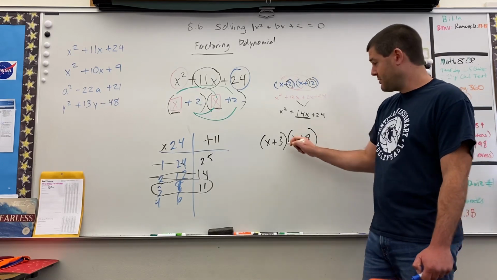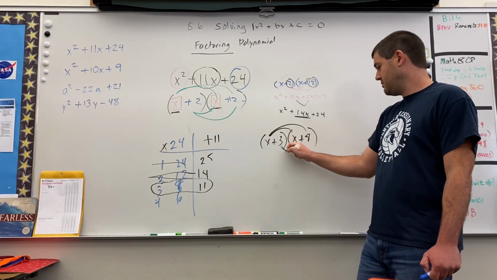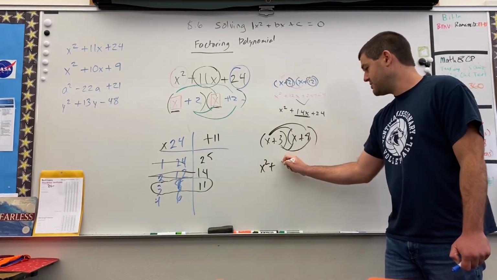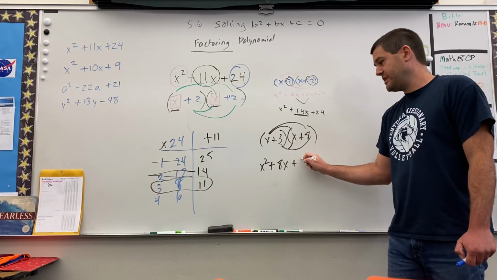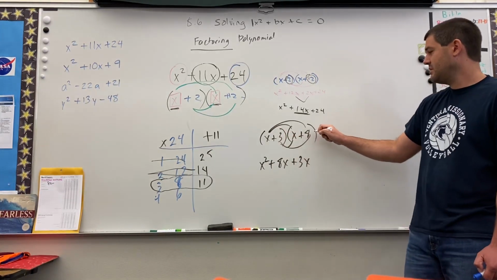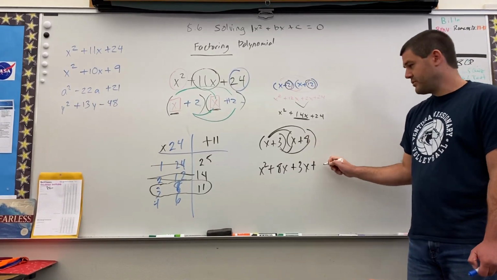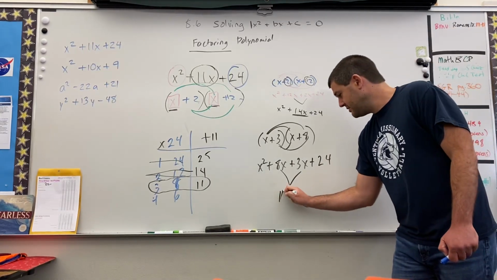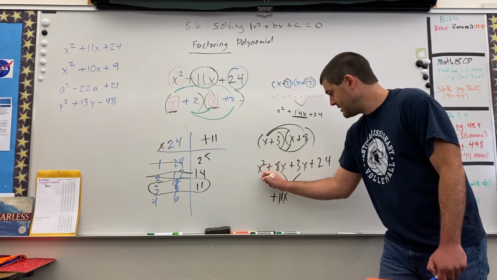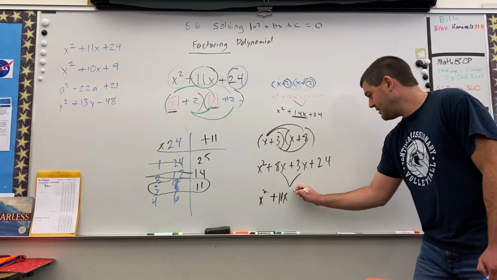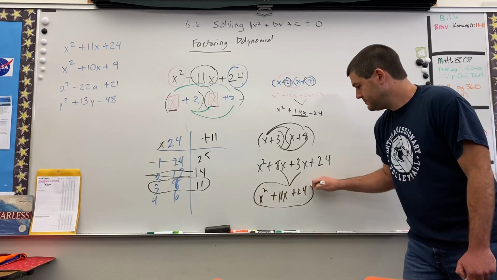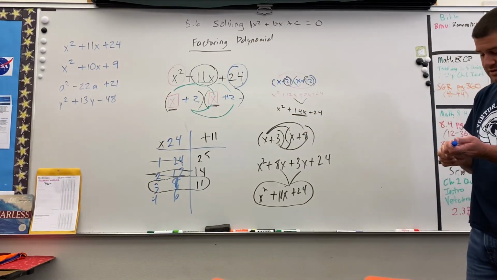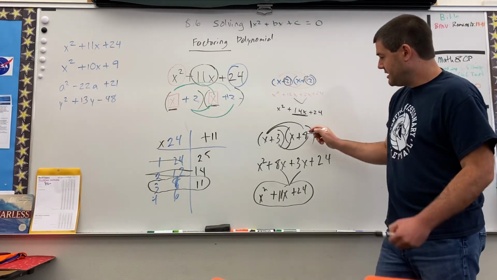Then we do our distributive property. So x times x is x squared, plus x times 8, which is 8x, plus 3 times x, plus 3 times 8. Well, 3 times 8 is 24. Combine these guys in the middle and we get 11x. And then these are x squared and 24. And if you look, that's exactly what we started out with. So your final answer, when all is said and done, is going to be this.